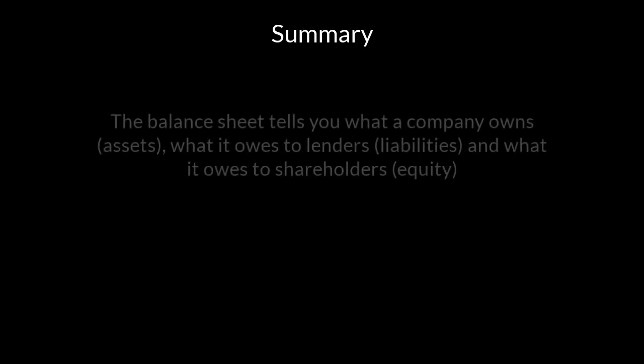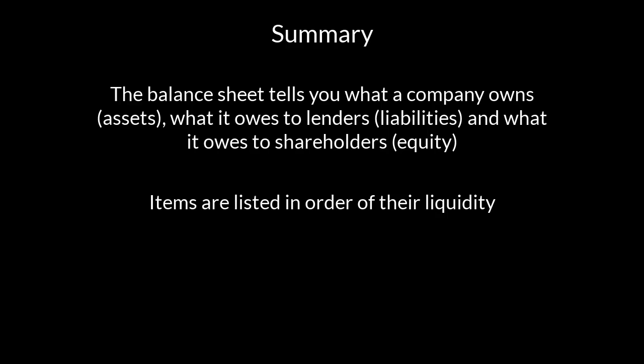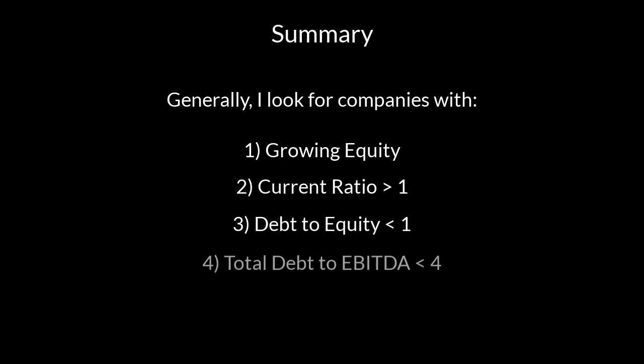Let's summarize. The balance sheet tells you what a company owns, owes to lenders, and owes to shareholders. Items are listed in order of their liquidity. Generally, I look for companies with growing equity, a current ratio greater than 1, debt to equity less than 1, and total debt to EBITDA of less than 4.